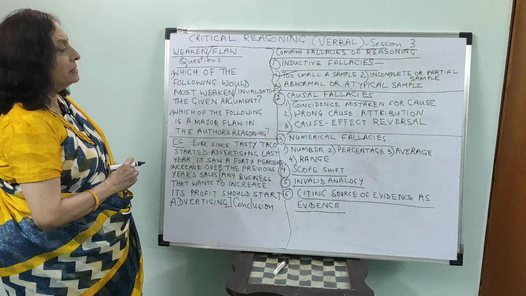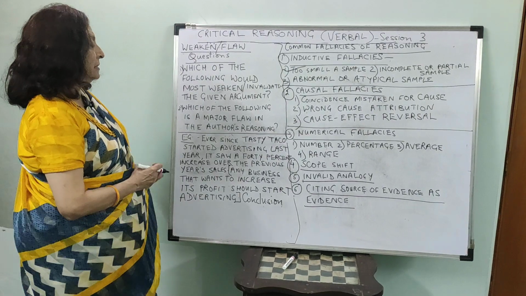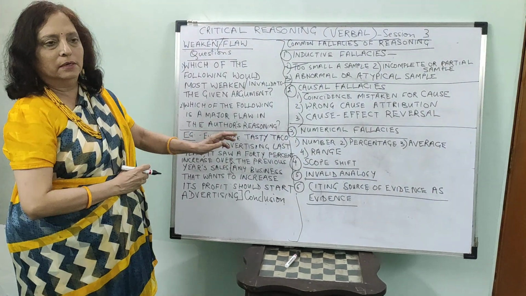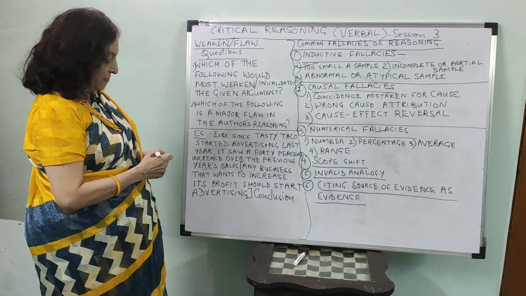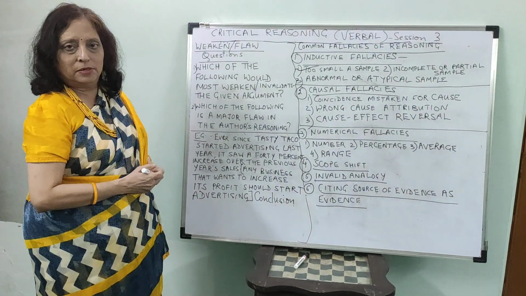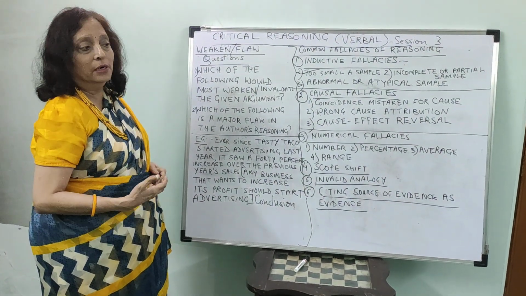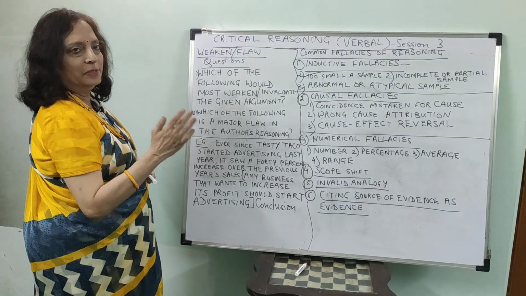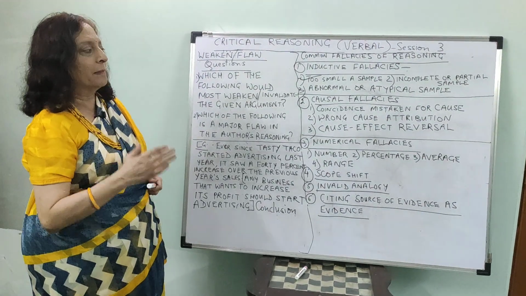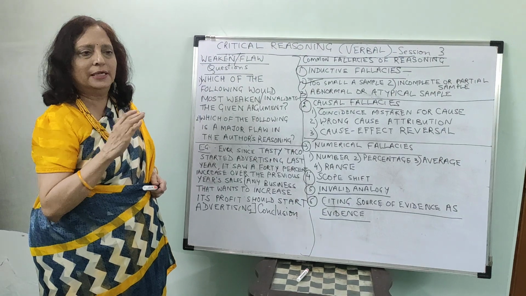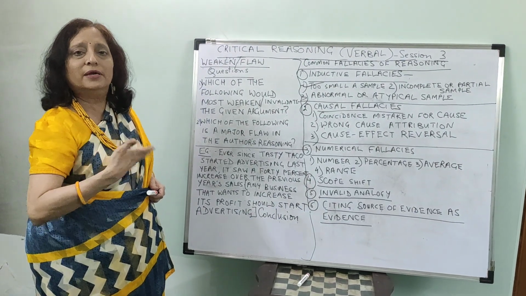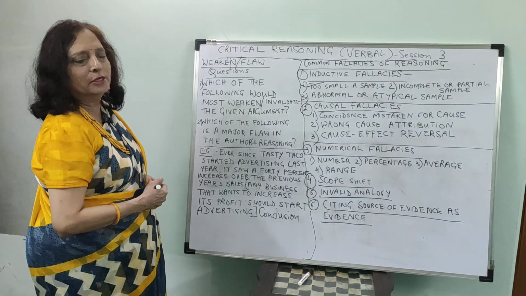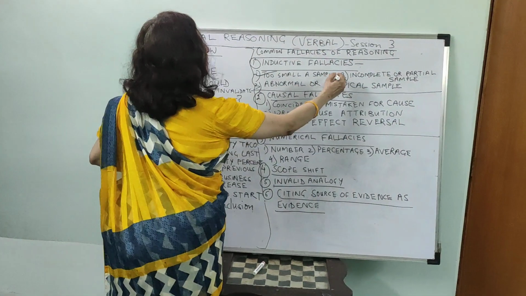Secondly, he has taken only a restaurant where they serve tacos. He has not surveyed any other business or any other type of even restaurant, but he is concluding for any business. So that means his sample is incomplete or partial. It is not cross-sectional. He has not studied different kinds of businesses before coming to this conclusion. So it is an incomplete or partial sample.